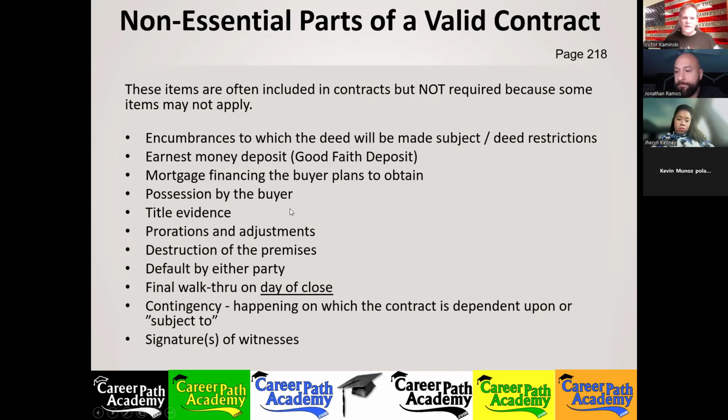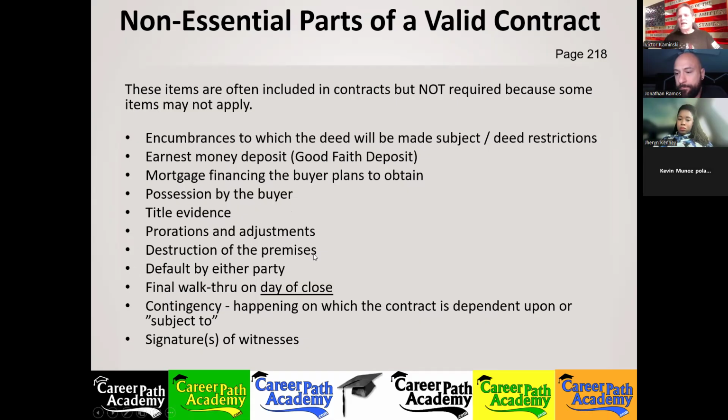The date of possession by the buyer. Title evidence. What sort of proof of ownership or title evidence is the seller going to have to provide? Prorations and adjustments. These are the last minute financial adjustments from the closing agent. You don't put that in the actual contract.